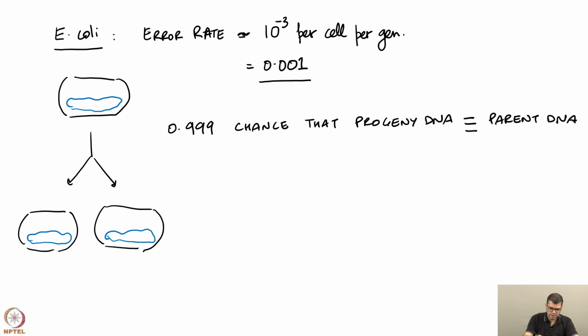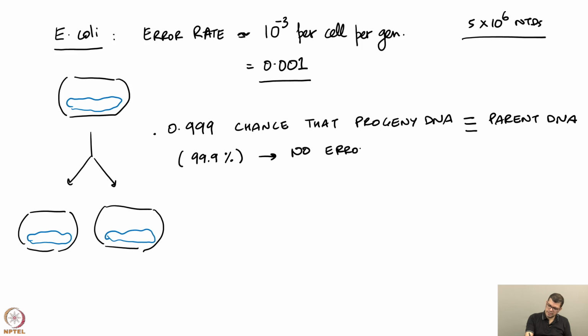And remember, each of these divisions involves copying 4 to 5 into 10 power 6 nucleotides. Let's just call it 5 into 10 power 6 nucleotides that have to be copied for one cell division to take place. And even with copying that number of nucleotides, the chance that the progeny DNA is going to be exactly the same as the parent DNA is almost 0.999. So, this is obviously equal to a 99.9% chance that there is no error. So, DNA polymerase is a machine that operates with a very high efficiency.